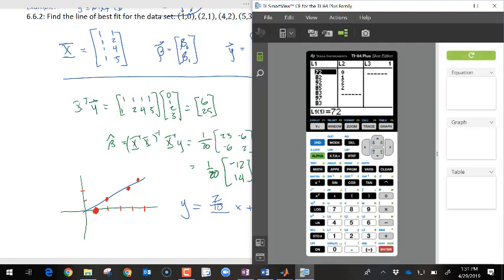So let me see. I forgot how to use this. Your data set for your x values is 1, 2, 4, 5, and for your y values 0, 1, 2, 3. And then I think the test here is to do a linear regression t-test, with L1, L2.